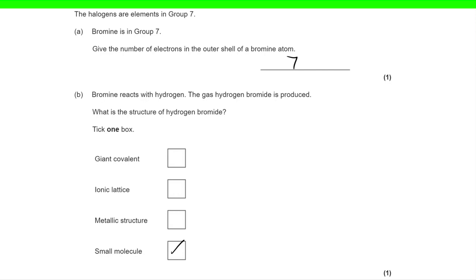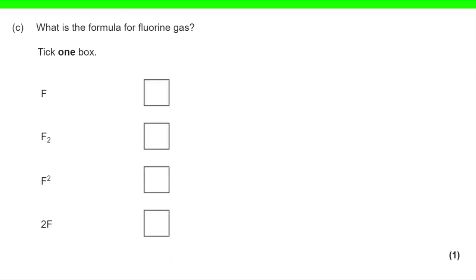It's certainly not ionic, although you'll find out with the acids and bases it can break down into H plus and Br minus ions. But it's not giant covalent and it's certainly not metallic. Small molecule is what we're aiming for here.